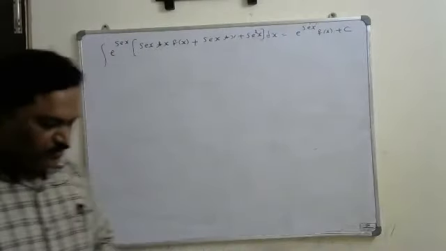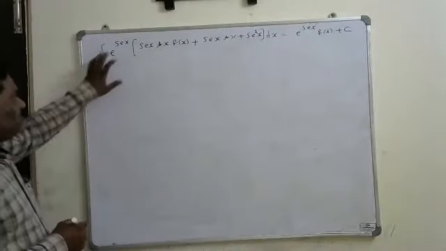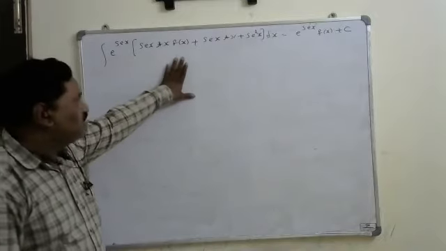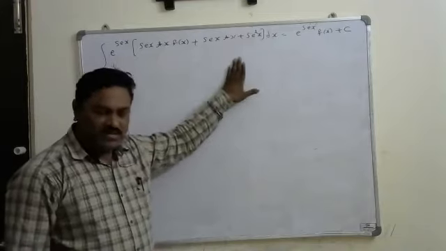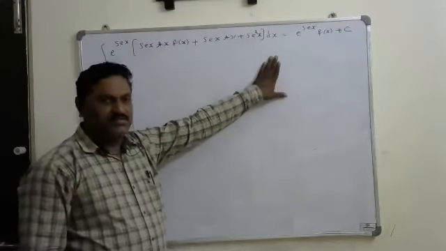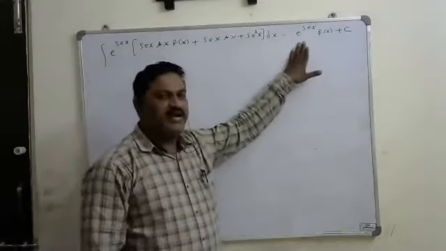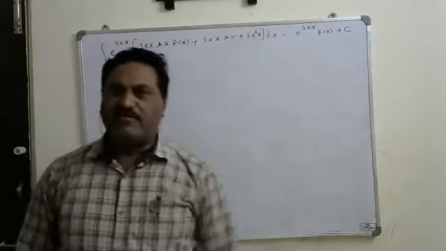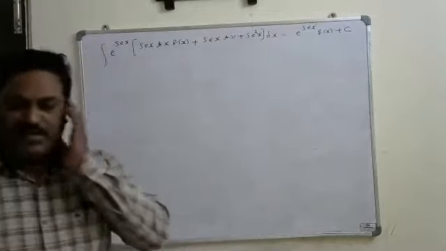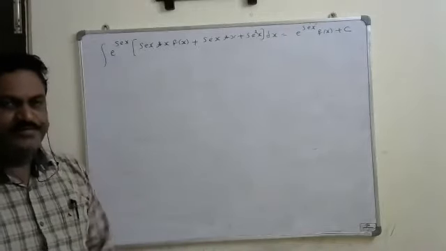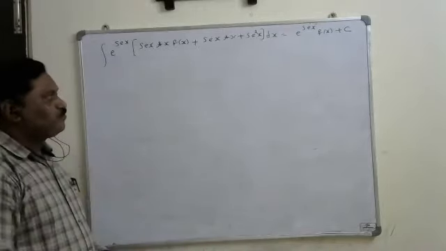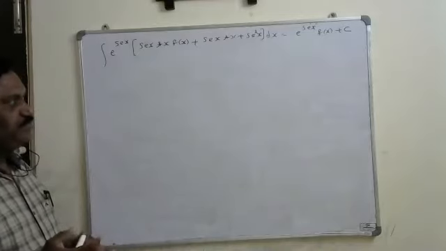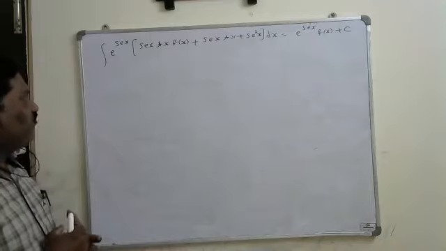Look at the problem. Integral e power secant x into [secant x tan x into f of x plus secant x into tan x plus secant square x] dx is equal to e power secant x into f of x plus c. Then what is the function f of x? Tell me, give an idea what we can do here. We have to find the f of x. What can we do?